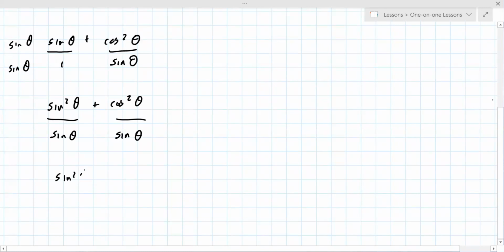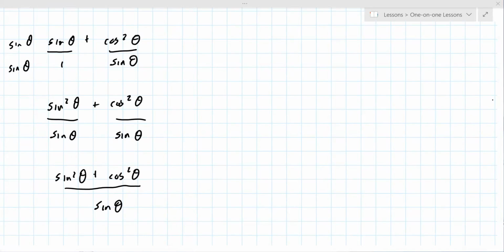Now you can combine the top. So you have sine squared theta plus cosine squared theta over sine theta. And maybe the top looks familiar to you. I'm not sure. You tell me if it is. Yeah, I don't see anything.